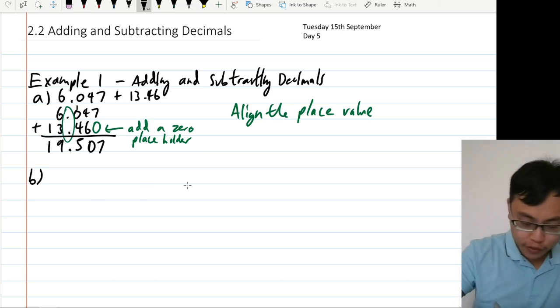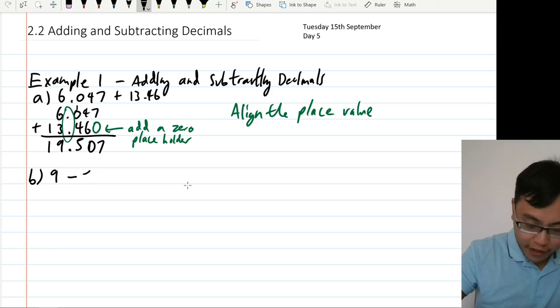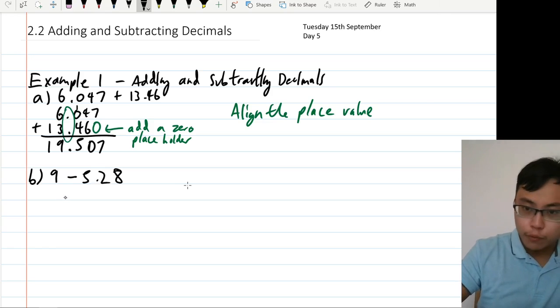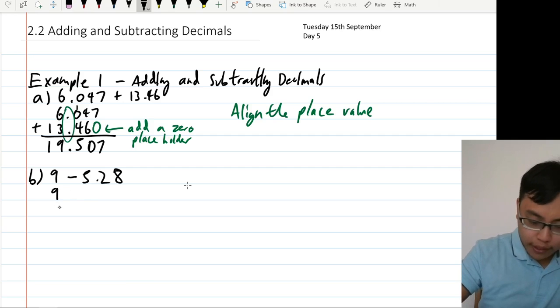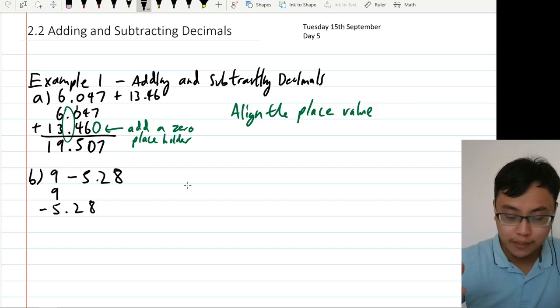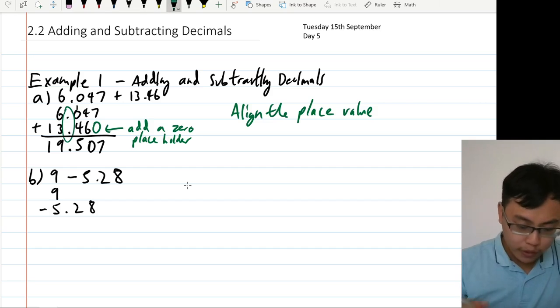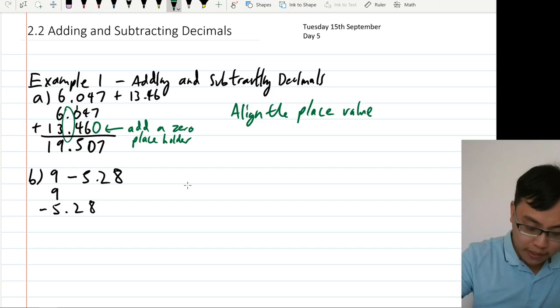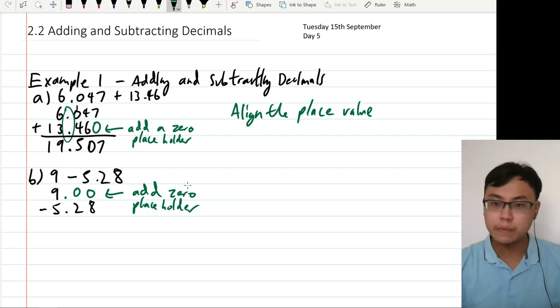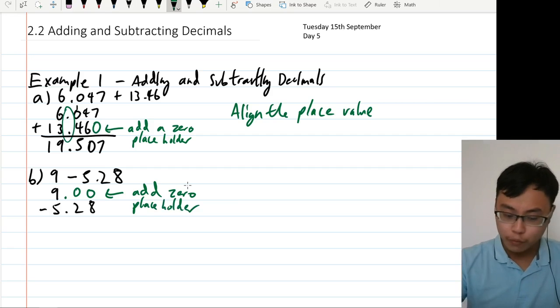Next one, we're going to subtract. So 9 minus 5.28. We're going to do the same thing. 9 is going to be at the top, and then we're going to subtract 5.28. Notice I'm aligning the place values. The ones are all in the same place. The decimal is all in the same place. Now you will notice the 9 doesn't have any decimal places, which means that I'm going to add some 0 placeholders to make the calculation a little bit easier.